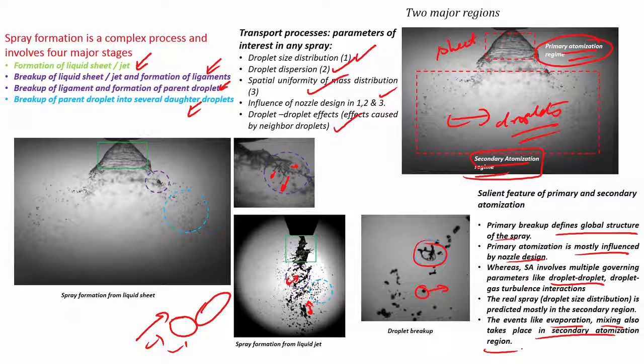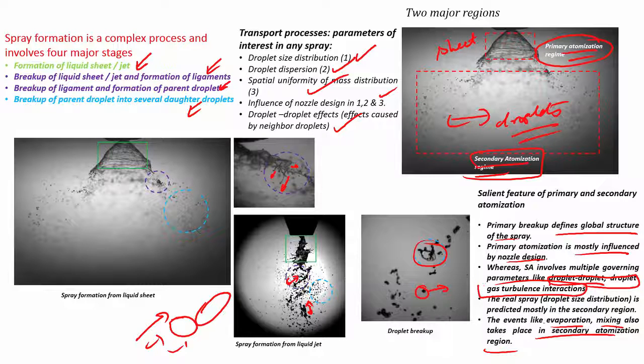So, what we are going to talk about in the next hour or so, in the next two lectures, is basically the precursor events to evaporation. So, evaporation will not be important, we are not going to consider evaporation that much, but we are going to consider that evaporation only happens after atomization is complete and you get droplets of sufficiently small sizes.